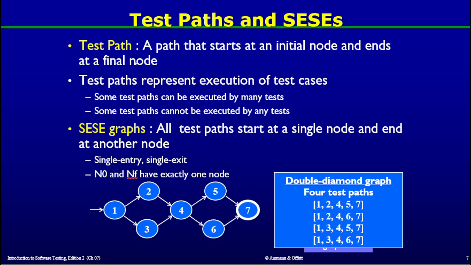Then we have the concept of test paths and single entry, single exit graphs. So what do we mean by a test path? This is very relevant in the context of software testing. A test path is a path that starts at an initial node and ends at a final node. So what do we mean by that?